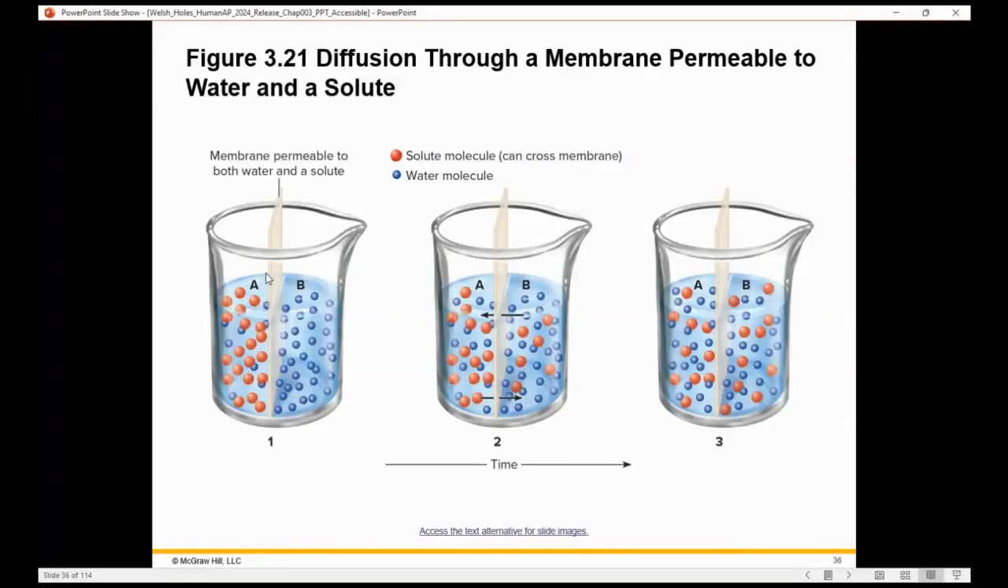Okay, so if we have a membrane set up here in between two different solutions of a beaker, and on the left side, or A, we have a lot of the red solute molecules, and we have more of the blue water molecules on the right side. Over time, the red molecules and the blue molecules will even out on both sides. Again, that is diffusion. In this case, it is through a membrane, because it's simply high to low concentration movement of the molecule.